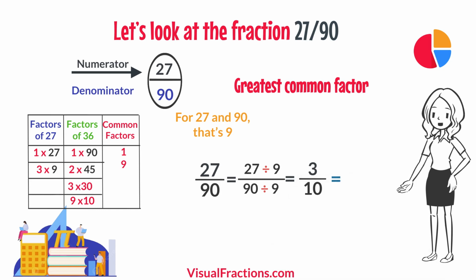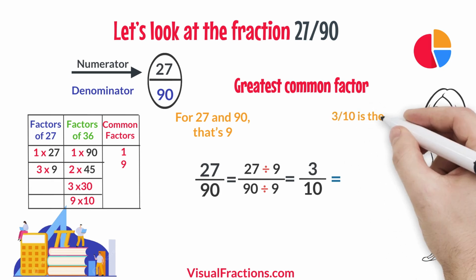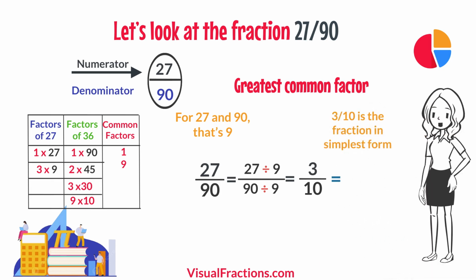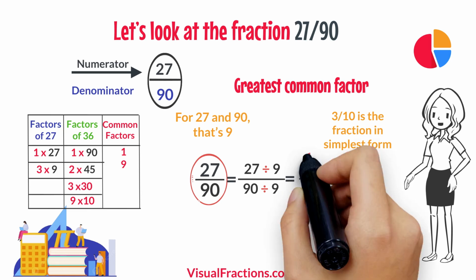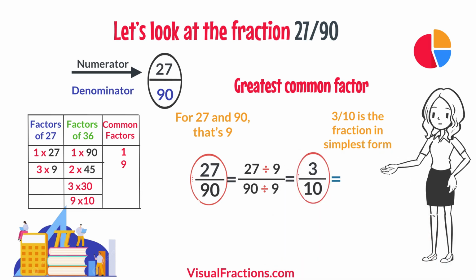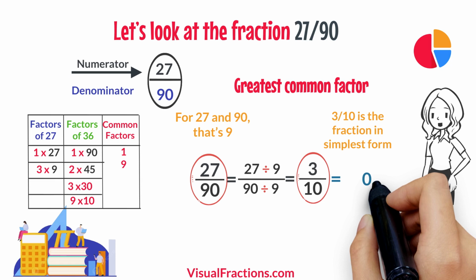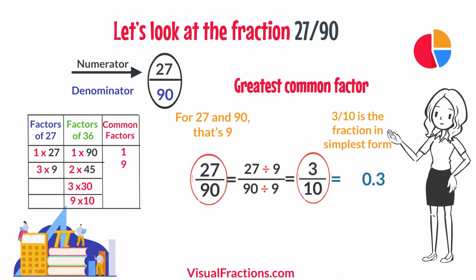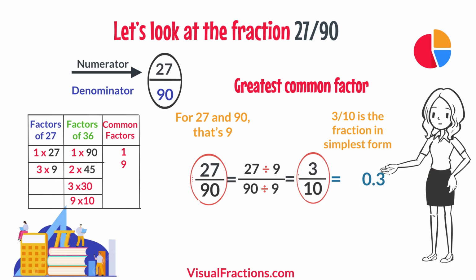So, simplifying 27/90ths, we end up with 3/10, which is the fraction in its simplest form and cannot be reduced any further. It's interesting to note that both the original fraction 27/90ths and the simplified fraction 3/10, though different in appearance, represent a specific value when compared as decimals. The exact decimal for 3/10 is 0.3. This shows that although their appearance may change, their value remains consistent.